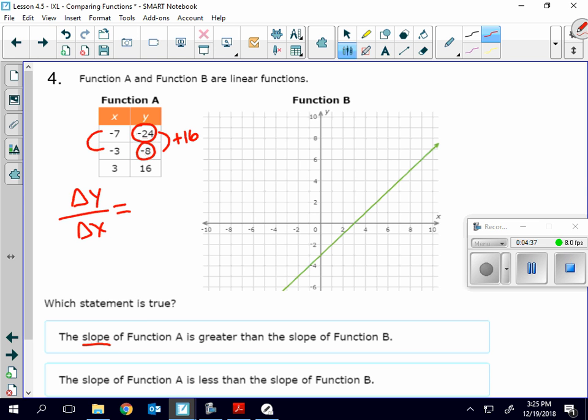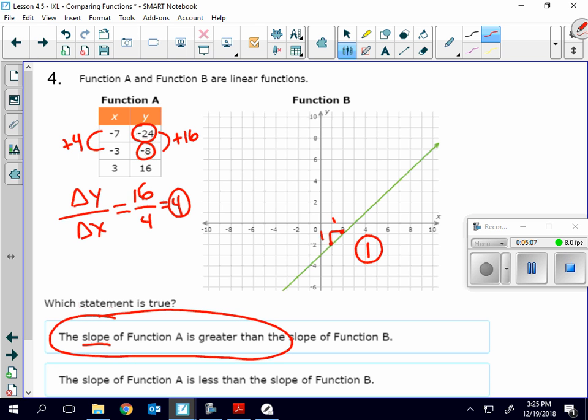I'm not going to do that for this one, just going from -7 to -3. You have it on your desk if you need it. This is going up by 4, and it's the y over the x. So 16 over 4, which is 4. So the slope of A is 4. The slope of B, okay, use any 2 points, it doesn't matter. Those two are right there. Up 1 over 1, the slope is 1. A looks to be bigger than B this time, so there you go.